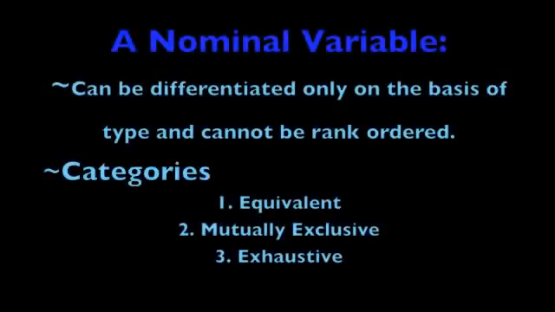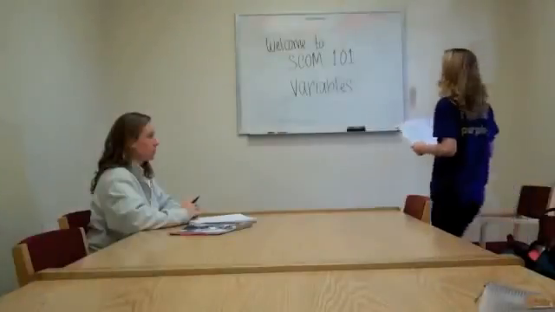These can be differentiated only on the basis of type and cannot be rank ordered. So these variables can also be known as categorical or discrete, and they can have categories that are equivalent, mutually exclusive, and exhaustive. So examples of these would be your sex, your hair color, political affiliation, things that can't be ranked but are plain names. As you are about to see in the next clip, Kate takes a first day of class survey that asks some basic nominal questions about herself.